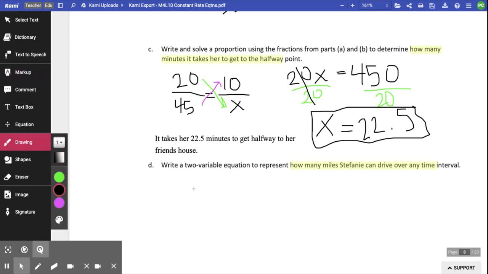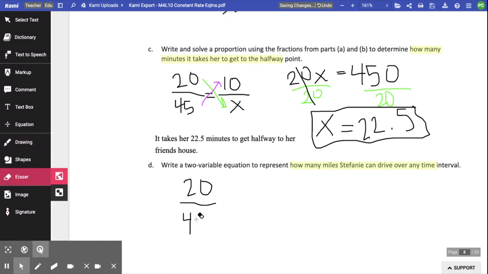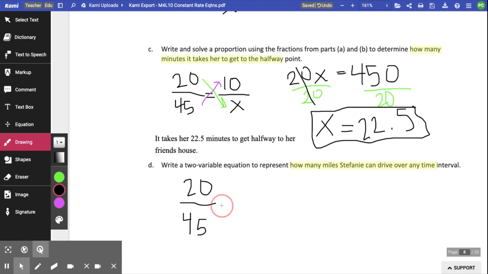distance. So what we're going to do is very similar to part C, where we're going to put two proportional fractions and set them equal to each other. The first fraction we're going to use is her original constant rate, which was 20. Remember, distance over time, 20 miles over 45 minutes. So I'm going to erase this last little piece. Over 45 minutes. And we're going to set that equal to, now this part's a little tricky.